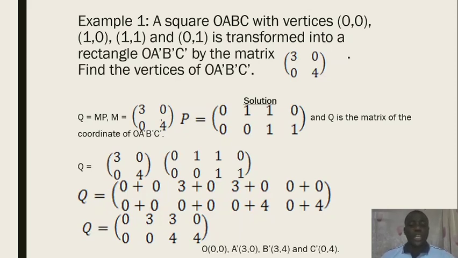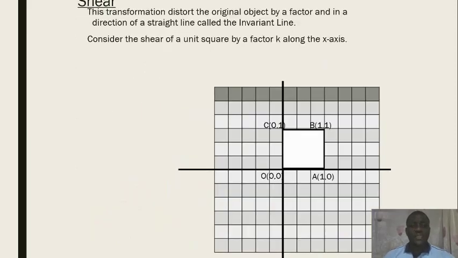Q is equal to that. So when you have that matrix, you can from there now pick out the coordinates of O, A prime, B prime, C prime, just the way you arranged the object matrix. I hope this example is clear to us. So now let's look at the next one we are looking at.